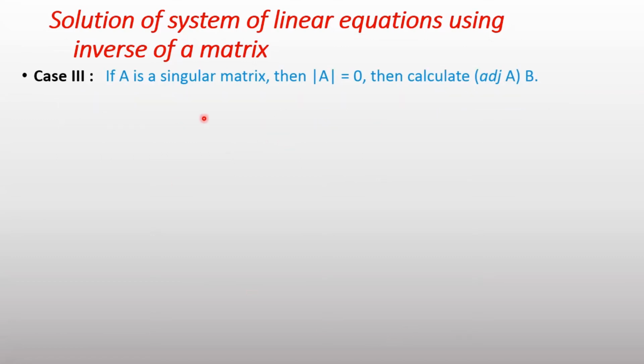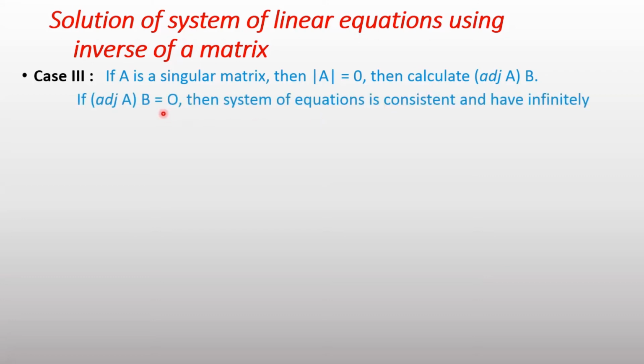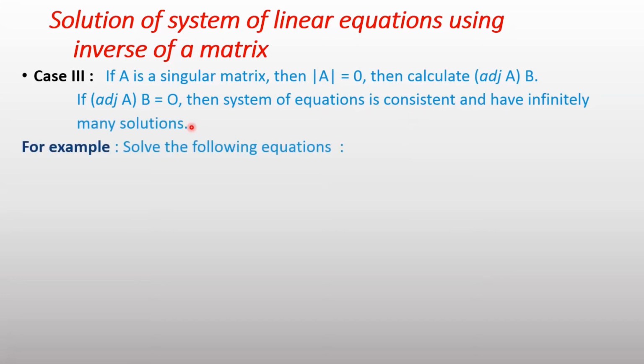That is the third case. If A is singular matrix, means determinant of A equal to 0. Again, like case second, calculate adjoint of A into B. If adjoint of A into B is not equal to 0 matrix, then no solution. If it is equal to 0 matrix, then the system of equations is consistent and has an infinite number of solutions. Now, the method by which you can solve it.